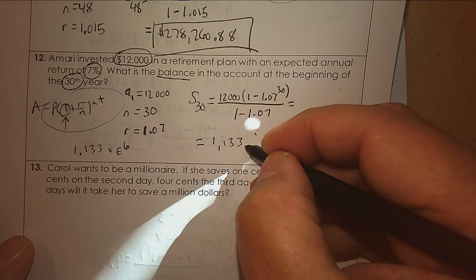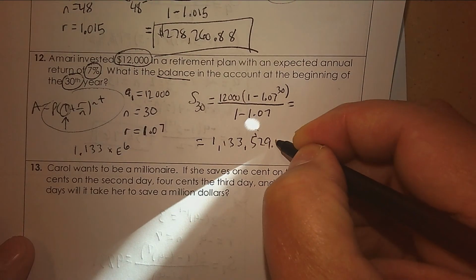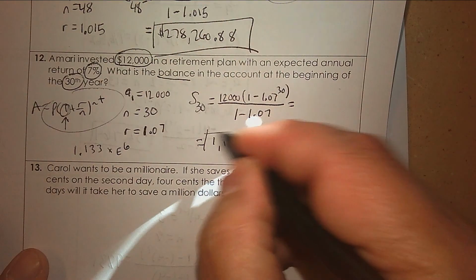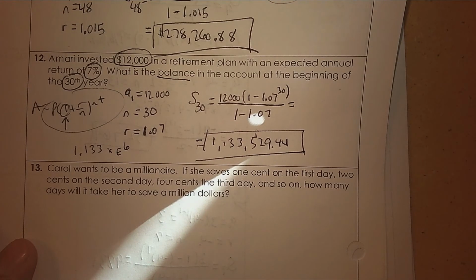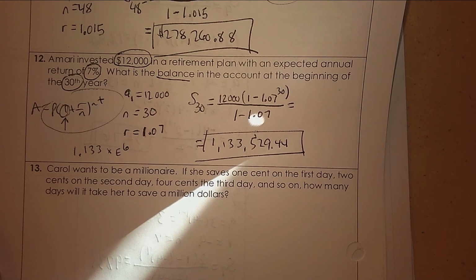Fully expanded, it's actually this. But it's 1 million. I'd forgive you if you put in 1,133,000. But you have to move the decimal 6 to the right. Over $1 million in retirement after starting with 12,000. That's good, right?